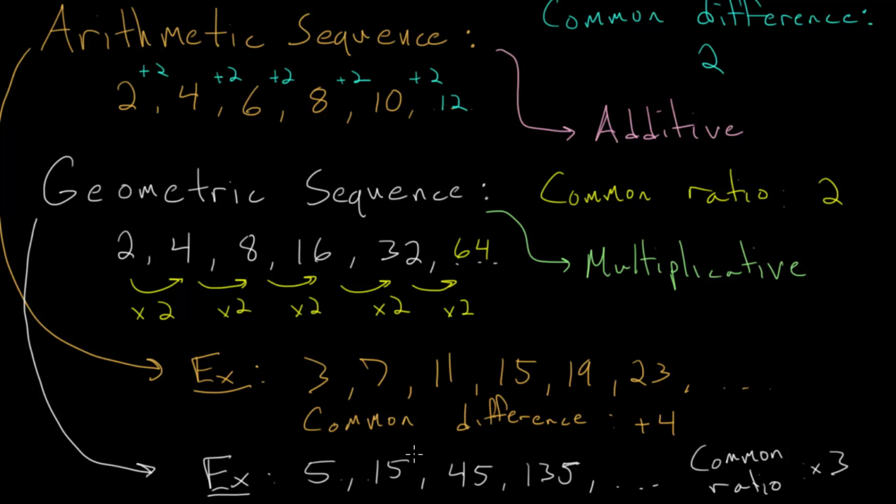And again, you can multiply by fractions. You can multiply by negative numbers. Just like with arithmetic sequences, you can be subtracting, or you could be starting in the negative numbers. So there are all different possibilities for these, but for this video, we mostly just wanted to go over the definitions and the key concepts in each of these ideas.